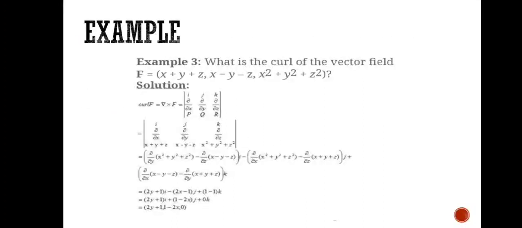Here I have taken an example of curl, where f is (x plus y plus z, x minus y minus z, x square plus y square plus z), and taking its cross product we get the result as (2y plus 1)i minus (2x minus 1)j plus (1 minus 1)k, which comes out to be (2y plus 1 minus 2x, 0), which is the answer here.